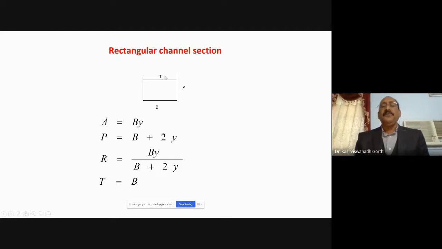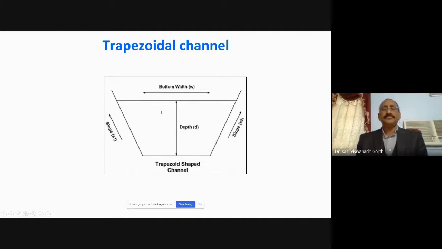Hydraulic radius, of course, is the ratio of wetted area to wetted perimeter, BY over B plus 2Y. And the top width T is equal to the bed width B in this case. There is no change because it is rectangular. Because it is rectangular, the top width T is equal to the bed width B.